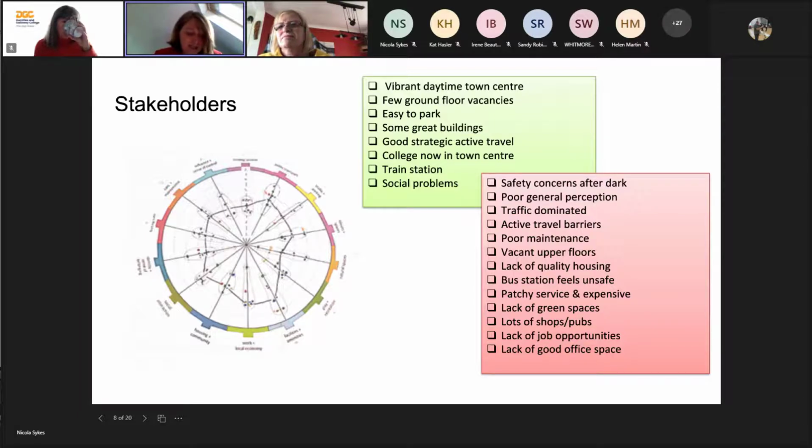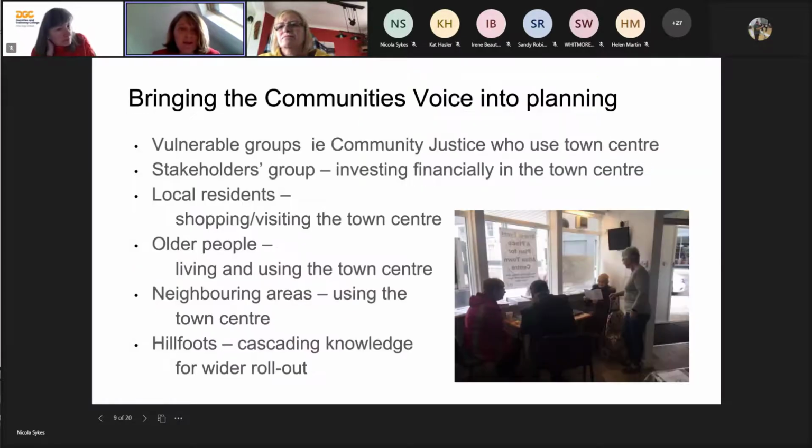The next part of this exercise, having done the vulnerable groups and the stakeholders group, was starting to look at the local residents themselves. So we got really involved. We did this in a number of ways. We looked at older residents, older people in the neighbouring areas, and we also got the Hillfoots involved as well.